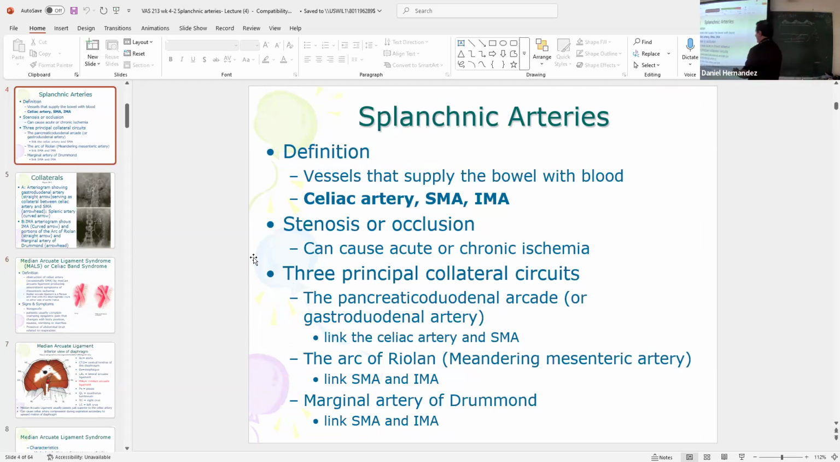I know for boards, they expect you to recognize the pancreaticoduodenal arcade, a collateral pathway that connects celiac and SMA. And then the other two, the arc of Riolan and the marginal artery of Drummond, are the ones that connect SMA and IMA. So if you can differentiate those three and recognize which connects to what, you'll be in good shape. These collateral pathways aren't things that we actually image on ultrasound, so you're not going to be looking for any of this.